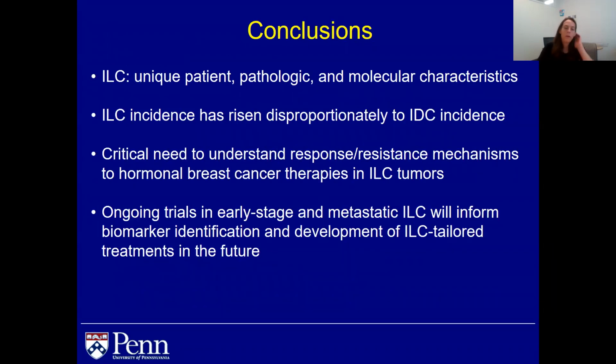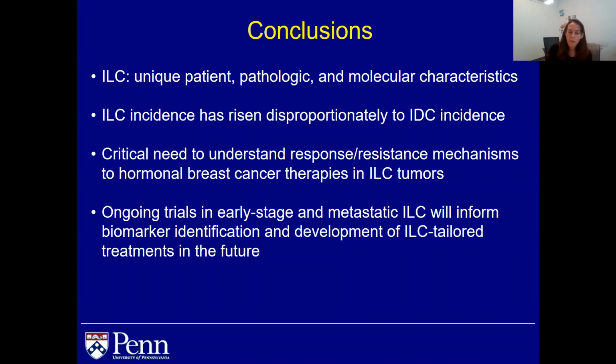So in conclusion, ILC is a unique cancer in women when it comes to breast cancer. Some of the characteristics of the patients are different, the pathology is different, and we've now seen molecular characteristics that are different. We've seen an increase in incidence that has risen disproportionately to IDC incidence, and therefore there's really a critical need to understand response and resistance mechanisms to our current breast cancer hormonal therapies in order to develop better therapies for patients in the future.